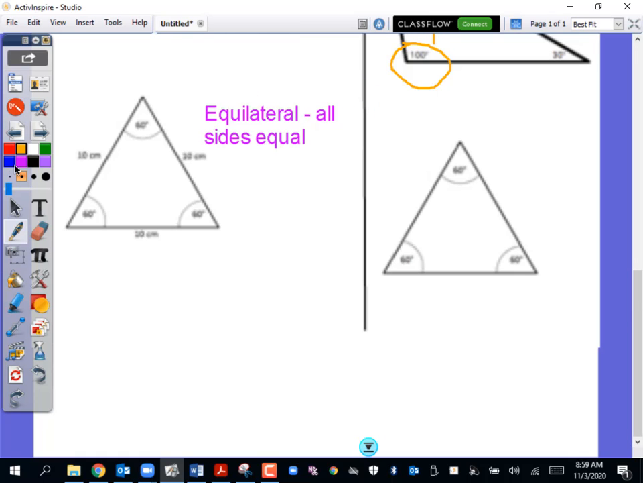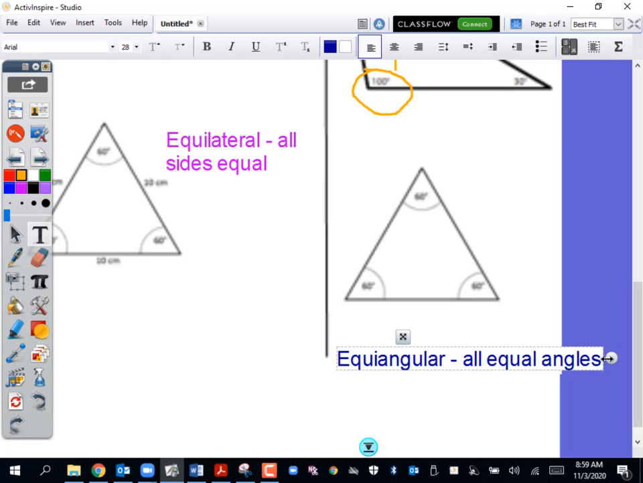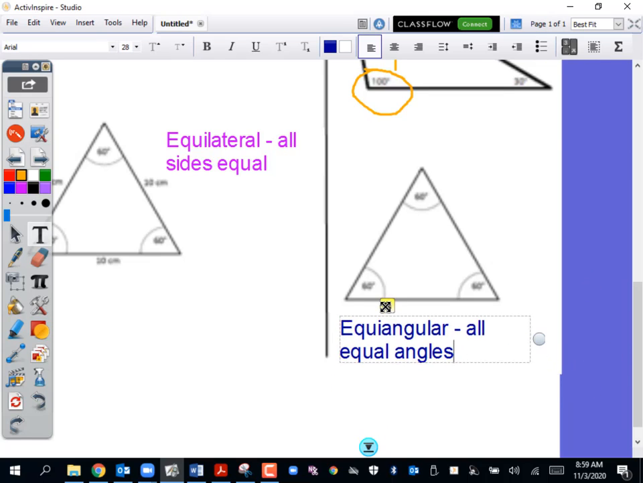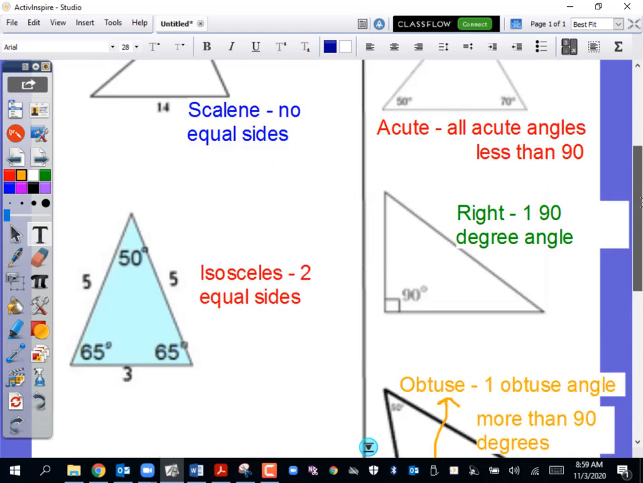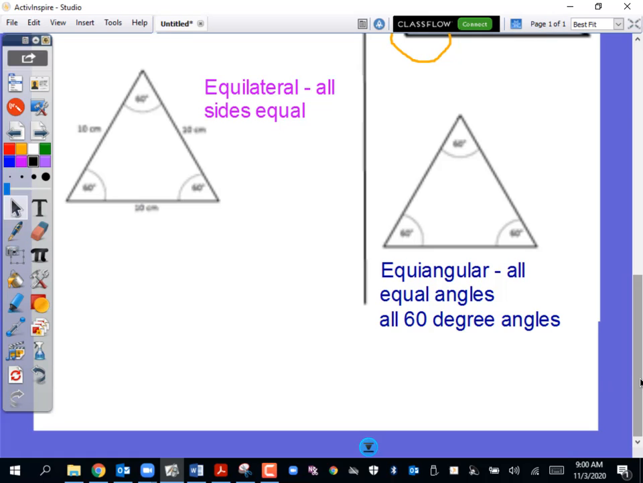And the last kind, naming by angles, is going to be equiangular. Equiangular means all equal angles. Now when it is equiangular and all the angles are equal, it is always equal to the same number. They are always 60-degree angles. So we can write that, 60-degree angles. Okay. So those are the different types.